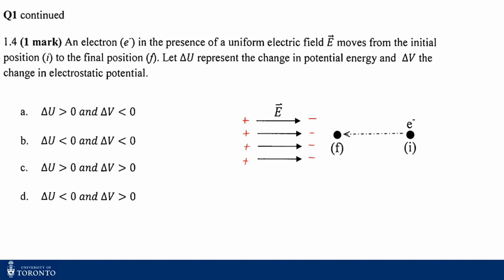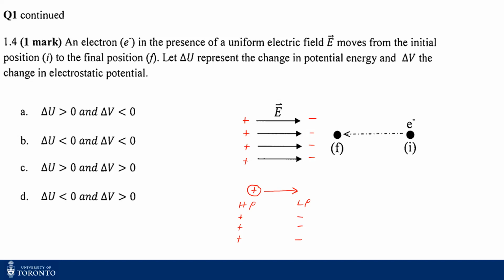Now remember that if there is a positive charge, it flows along the direction of the electric field, right? So it has to flow from the higher potential, which has the positive electric field direction, to the lower potential. So for a positive charge, if it moves along the electric field, the potential reduces because it's going from higher potential to lower potential. And also the potential energy reduces.